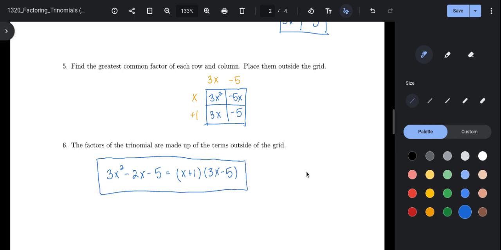Again, if you want to check that our factorization is correct, you can use the distribution property to multiply those two factors together and see, do we get our original polynomial back?